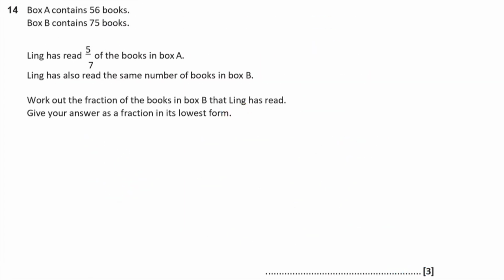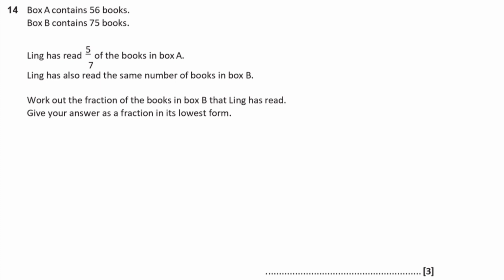Question 14. Box A contains 56 books. Box B contains 75 books. Ling has read 5/7 of the books in box A. Ling has also read the same number of books in box B. Work out the fraction of the books in box B that Ling has read. Give your answer as a fraction in its lowest terms.